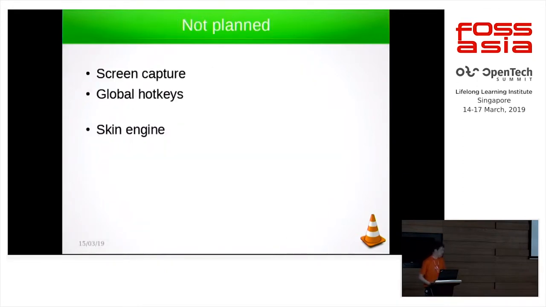And yet, we still don't have screen capture, which is basically recording your desktop. So using VLC to record your desktop and encode it or stream it out. We don't have global hotkeys, which is stuff like multimedia keys or any custom global key you might want to associate to VLC, even if VLC is not the active, focused application. And the skin engine is also not supported in Wayland, and I don't know if that's a lack of engineering resources, and I'm not sure anybody's still using the VLC skin engine anymore, so maybe we don't really care. But we'll see why we're not doing the screen capture and the global hotkeys later in the talk.